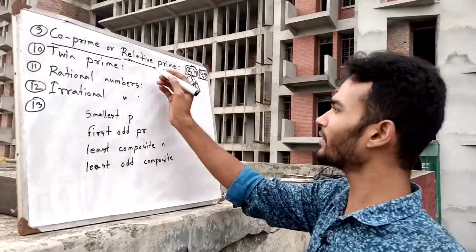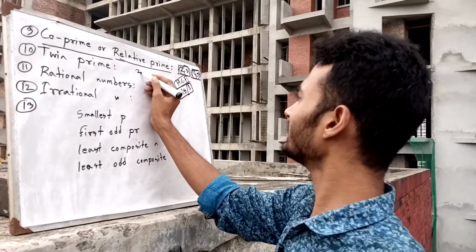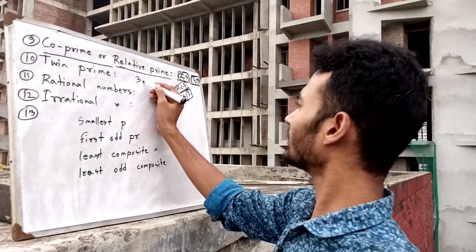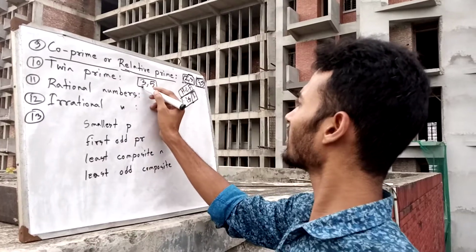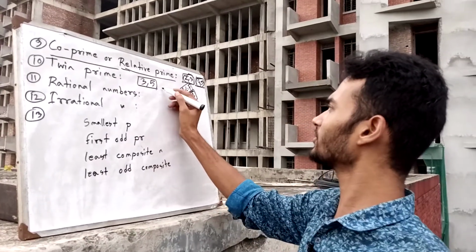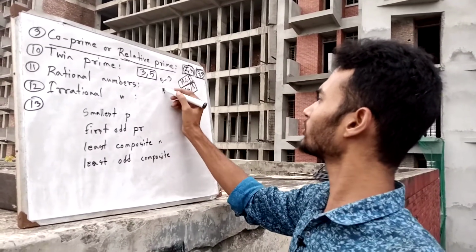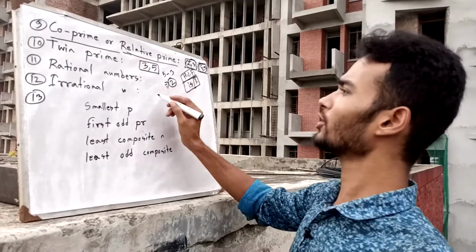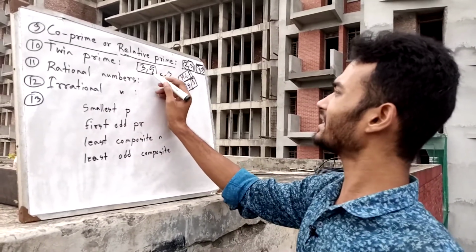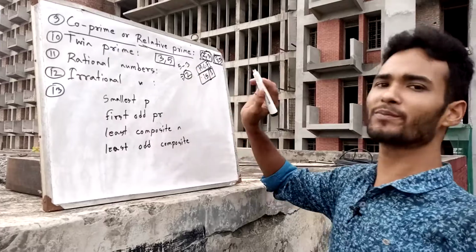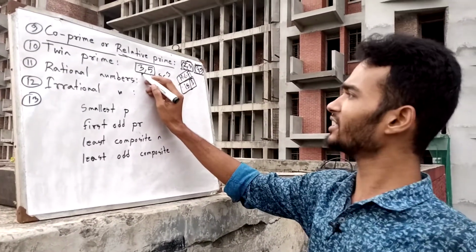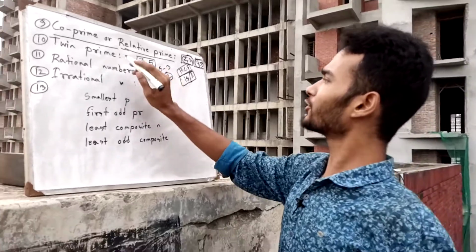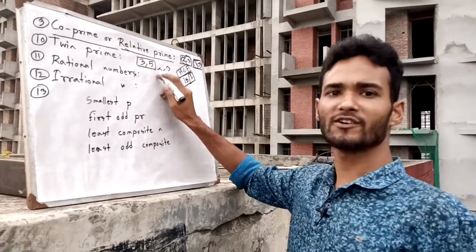The difference is 2. That means here we have 3 and 5. Both of them are prime numbers. The difference between 5 and 3 is equal to 2. So the two prime numbers 3 and 5 are called twin primes. 5 is a twin prime considering 3, and 3 is a twin prime comparing with 5.